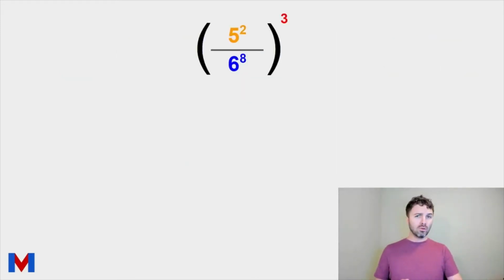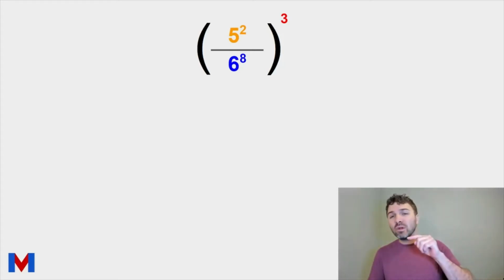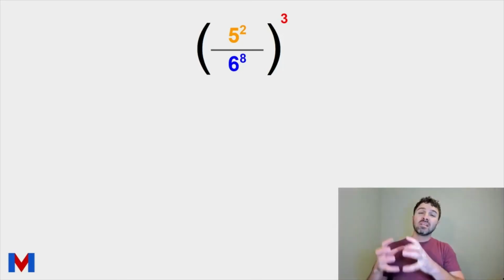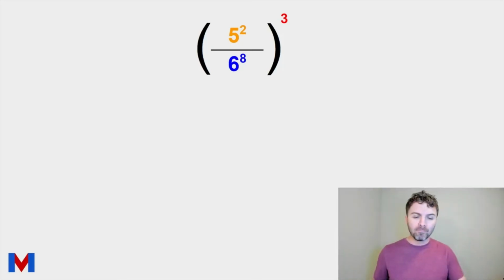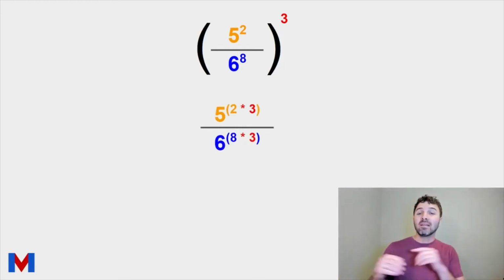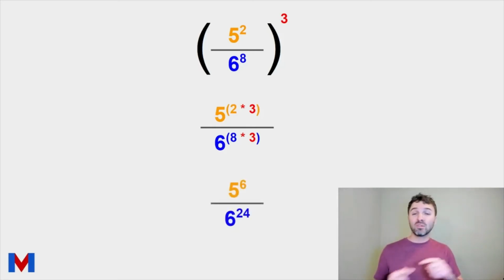Let's go look at division. It's a fraction, division, same thing just like that last one. All this is saying is that we have 3 of everything inside the parentheses. So you have to make sure that you're applying that 3rd power to the 5 squared and that 3rd power to the 6 to the 8th. Everything inside the parentheses is affected by that 3rd power. So we have 5 squared times the 3rd divided by 6 to the 8th times the 3rd, which is 5 to the 6th divided by 6 to the 24th.